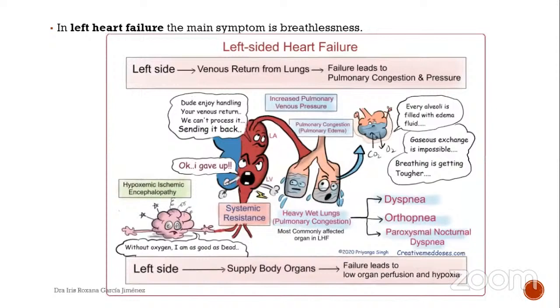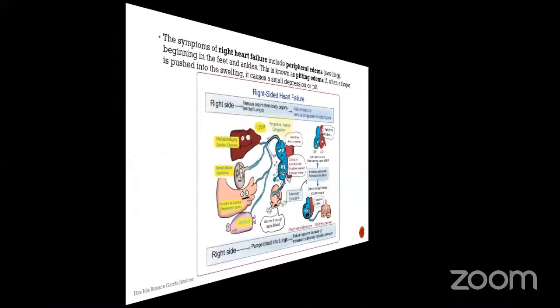Well, in this chart, just for making a review, we must remember that in left heart failure the main symptom is breathlessness, the shortness of breath. The chart, the pictures, is just for showing us how the pathophysiology is going on with this. Check this, read this, and if there is any question, tomorrow we solve it during the workshop.